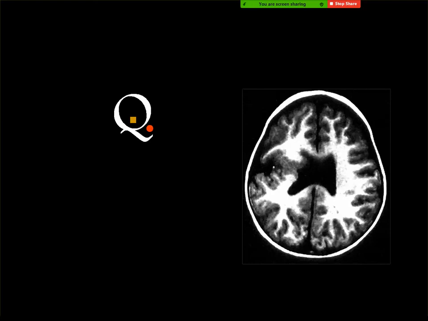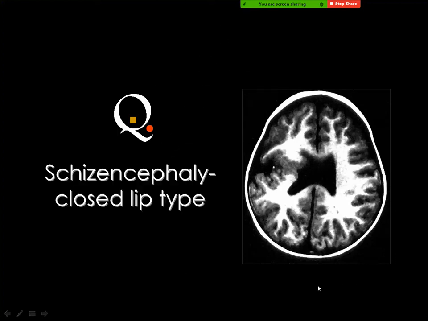Open lip. Schizencephaly. Closed lip schizencephaly. Yes, there is no communication between the cleft and the ventricle, and the cleft is lined by cortex, and this is closed lip schizencephaly.